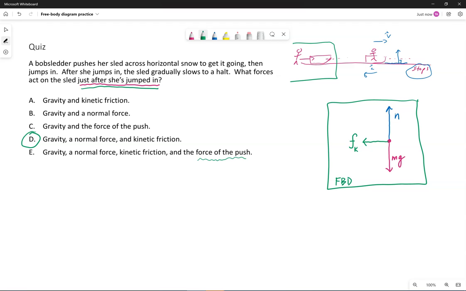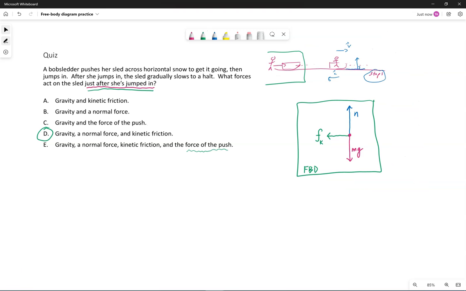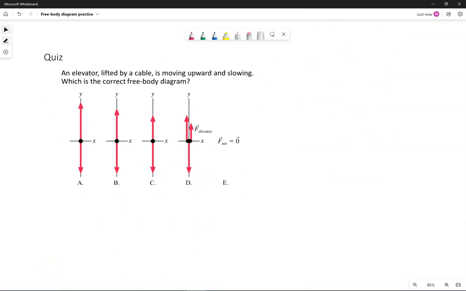Let's do another example. Here is our next example. Go ahead and pause the video, determine your answer, and then watch the explanation.